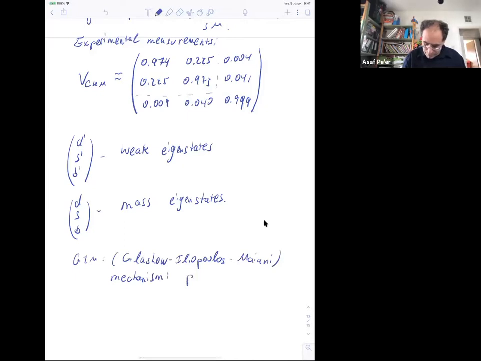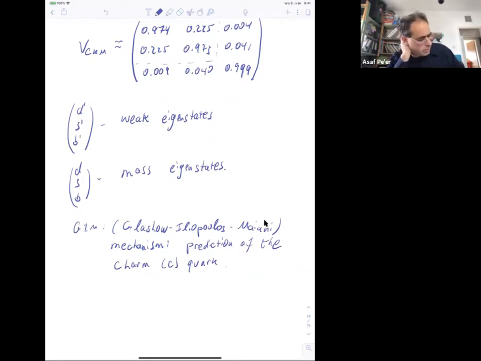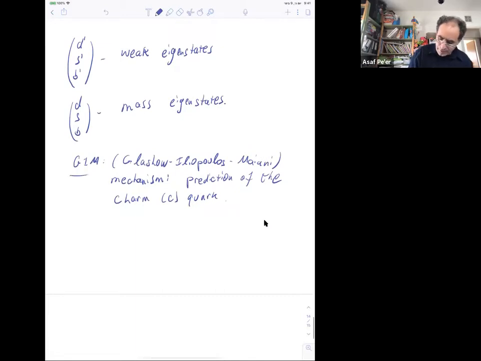It's a prediction of the C quark, charm, in 1970 or 71. Okay, I don't remember exactly if it was in 70 or 71. You can Google it. What they did is they looked at the decay of the K0. So K0 decays into a pair of muon plus and muon minus.